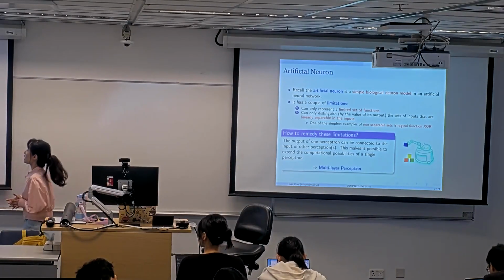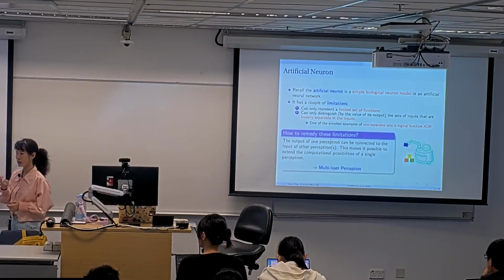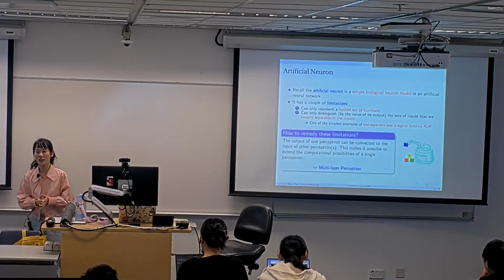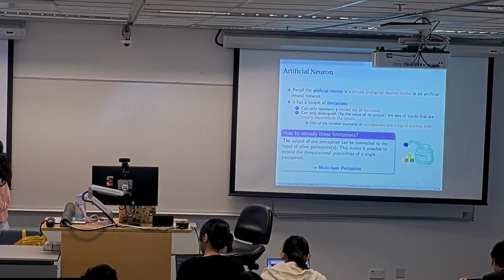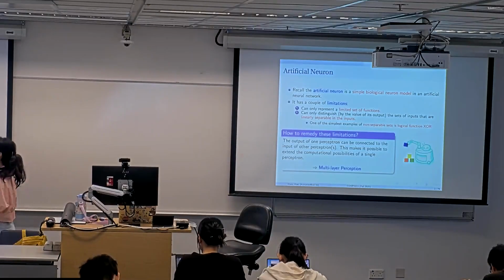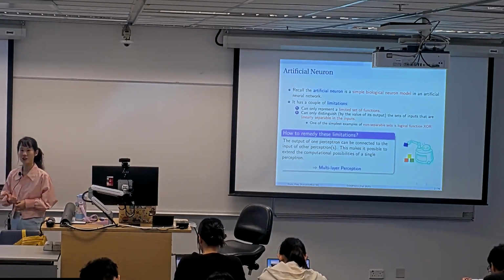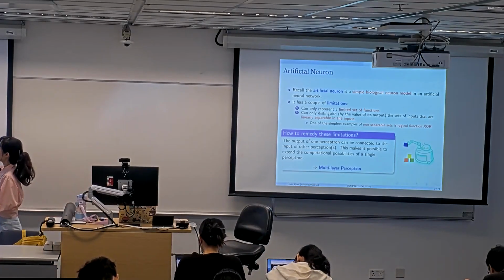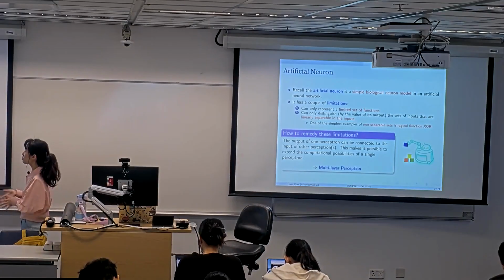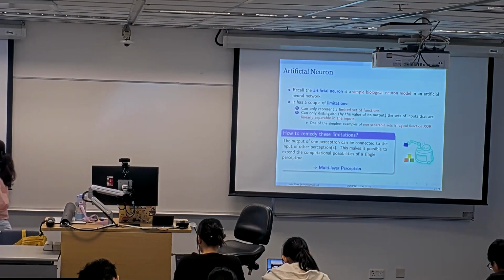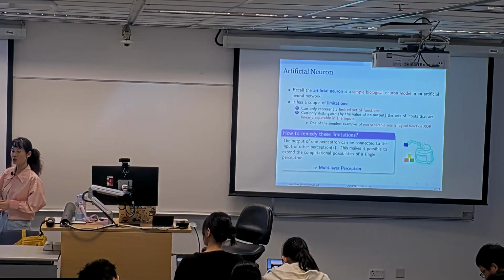Recall that the artificial neuron is just a simple unit, a simple biological neural model in the artificial neural network. Through last week, we already saw that it has a couple of limitations. First, the artificial neuron can only represent a limited set of functions, basically the linearly separable functions. It can only distinguish, by the value of its output, sets of inputs that are linearly separable. One of the simplest examples of non-separable sets is the logic function exclusive OR, XOR.